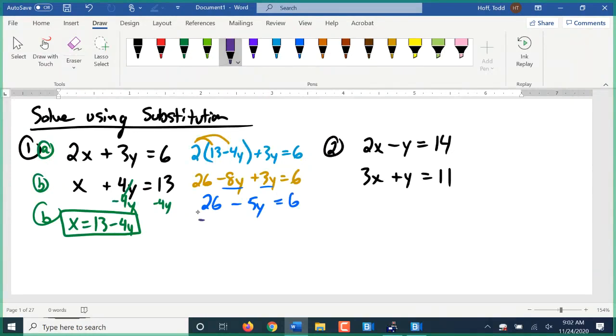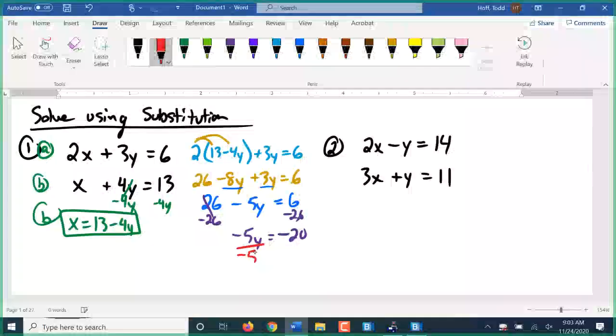And now we'll solve. We'll subtract 26. Negative 5y equals negative 20. 6 minus 26 is negative 20. And we'll divide by negative 5. You get y equals 4.